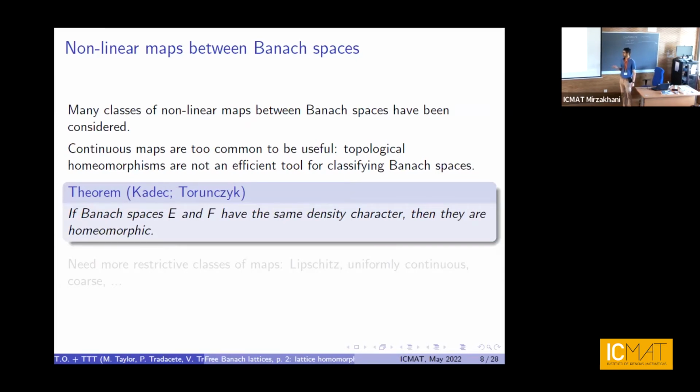So if we have two Banach spaces E and F which have the same density character, then they are topologically homeomorphic. So there is a continuous linear map with a continuous inverse. Not linear, sorry, non-linear, a continuous non-linear map. Thank you for correcting me. Continuous non-linear map. And therefore, to be able to build a meaningful theory, people needed more restrictive classes such as Lipschitz, uniformly continuous, coarse, whatever.